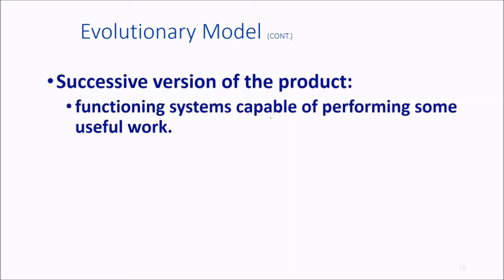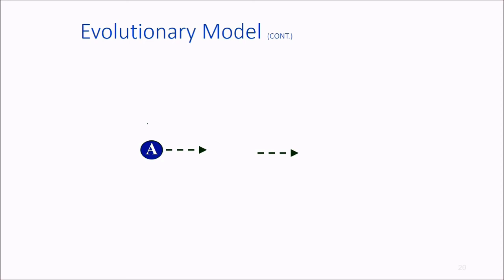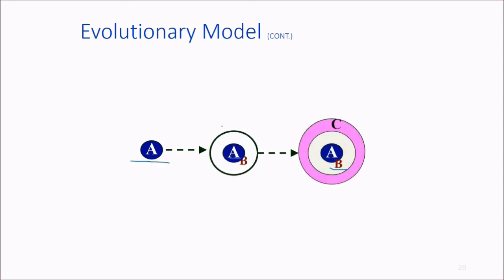These are functioning systems, capable of performing some useful work. A new release may include various new functionality. Existing functionality in the current release might also have been enhanced. Diagrammatically, we can show we have module A here, we add B here, we add C here. This is how the evolutionary or incremental model works.